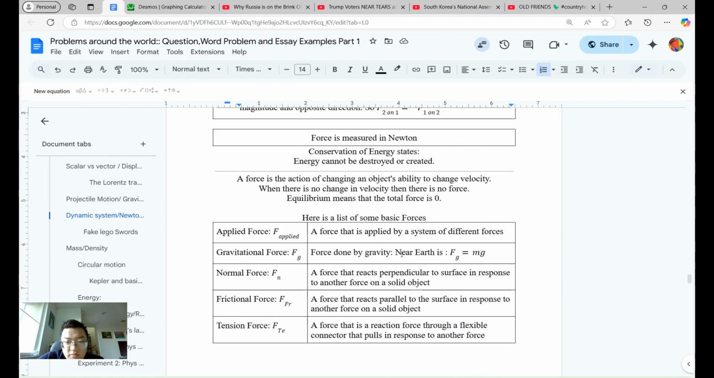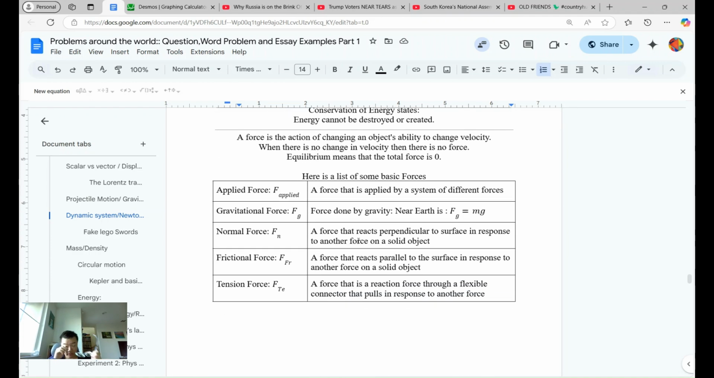Anyway, first of all, we're going to list out the basic forces, because I realized that some basic forces are not really intuitive to understand. Really, if I were to give you this stack of paper and ask what the force is that makes it go down, it would be the gravitational force, right?